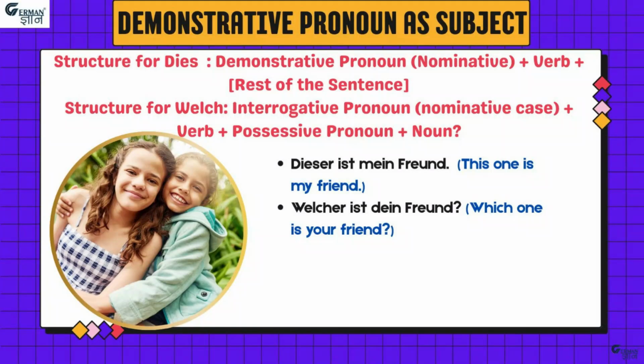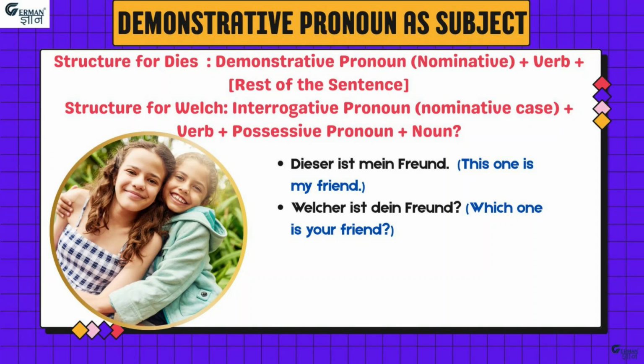Demonstrative pronoun as subject. So we have two demonstrative pronouns, which are diese and welche. Now both these pronouns have a table, like we have in the bestimmte article or the unbestimmte article, so these pronouns also have a table. And the sentence structure for diese is your demonstrative pronoun in the nominative case, because you are using the demonstrative pronoun as a subject, that's why you have to take it from the nominative case. Then comes the verb and then the rest of the sentence.